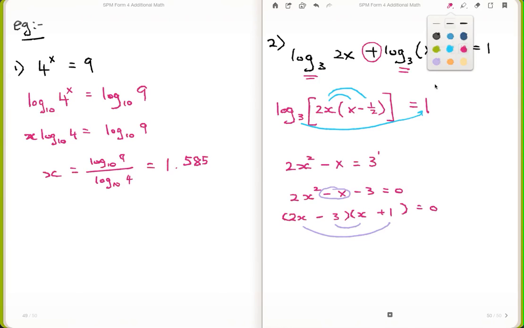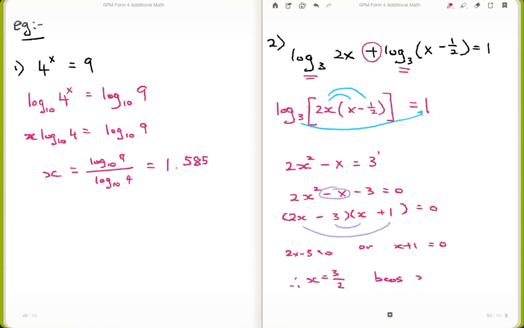Yeah, let me have a look at it. So therefore, my 2x minus 3 is 0, or x plus 1 equals 0. So now x equals 3 over 2, which is my answer, because my x must be more than 0 in my previous page. For this case, this number has to be more than 0.